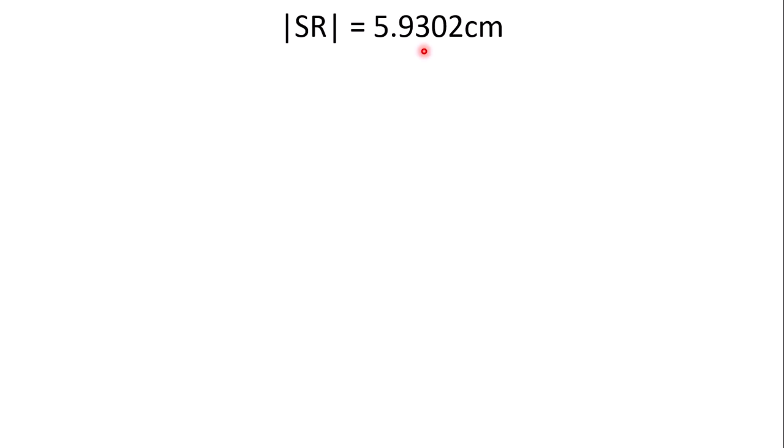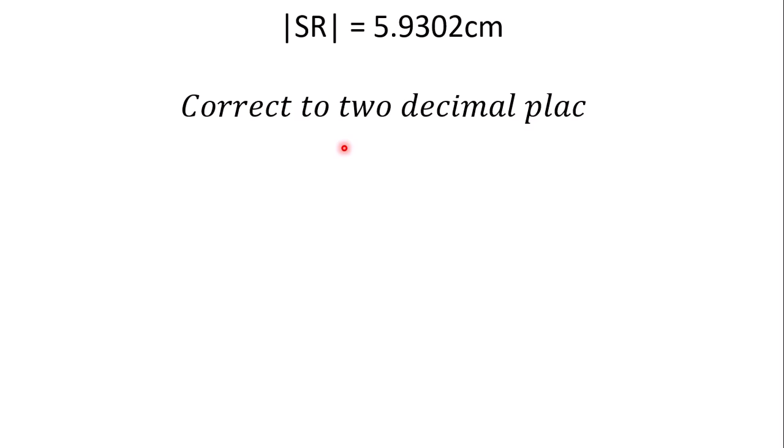The question says we should correct our answer to 2 decimal places, meaning that the decimal places should be 2 and not any other number at all. So it shouldn't be 4 here, but rather 2. So now let's correct this one to 2 decimal places. The length of SR is equal to 5.93 centimeters.